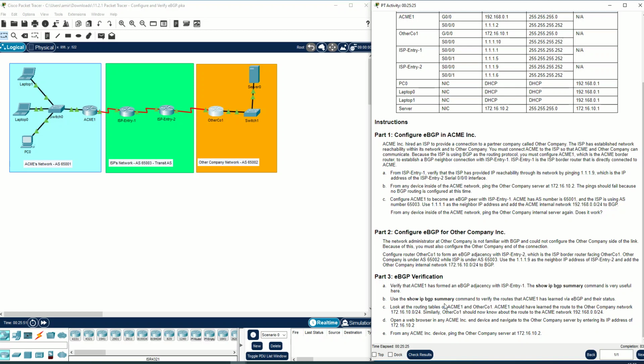Use the show ip bgp summary command to verify the routes that ACME has learned via eBGP and their status, which we have also done. Look at the routing table on ACME and other CO1. ACME should have learned the route to the other company network 172.16.10.0/24. Similarly for other CO1.